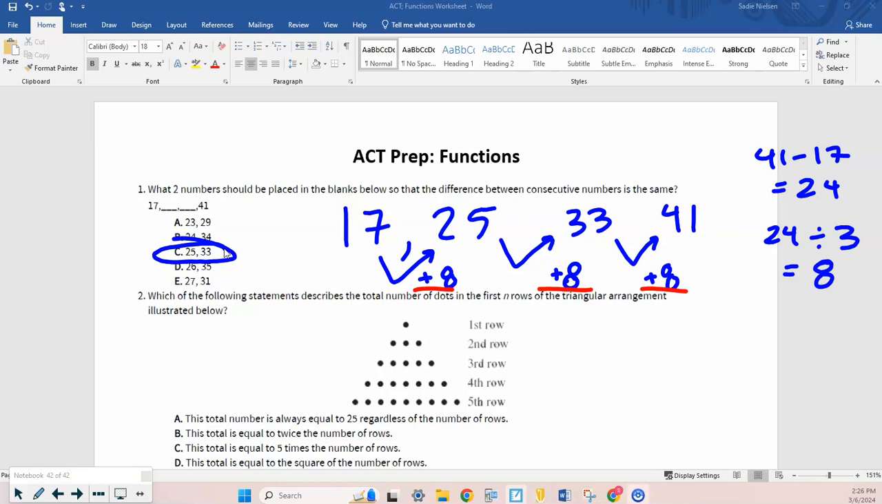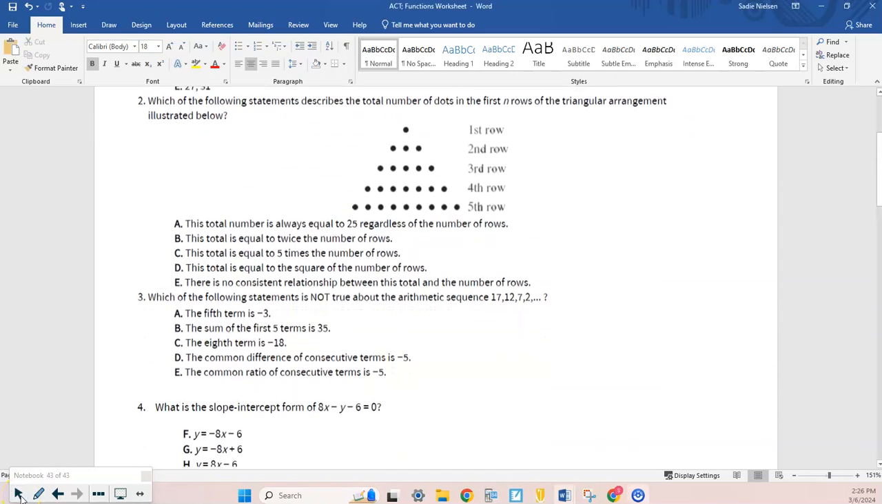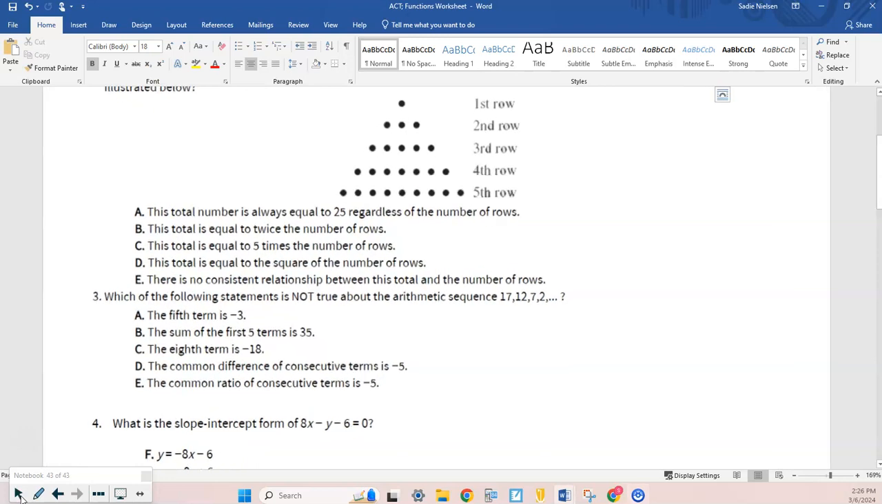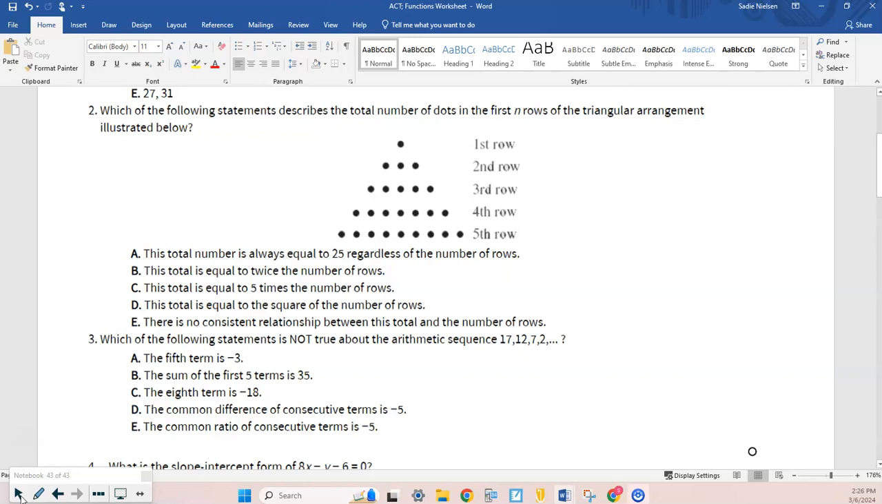Number 2, here we go. Which of the following statements describes the total number of dots in the first n rows of the triangular arrangement? Now, with this, are we all aware of what it means, first n rows? So n just means the number that you're looking at in the current row, okay? So you could theoretically continue this number on multiple times, okay?